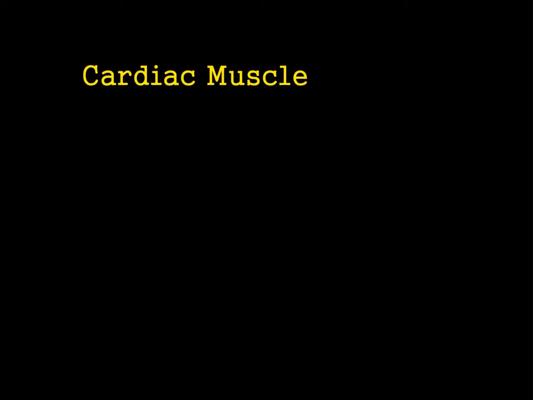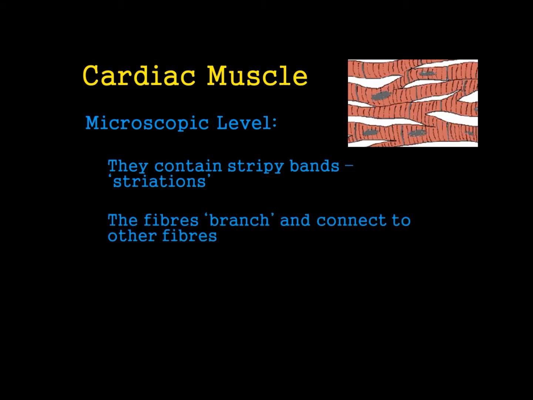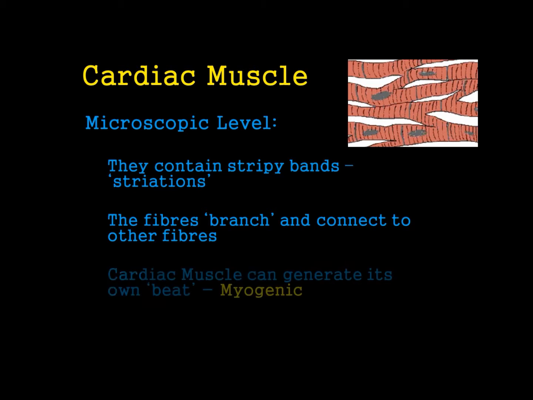So firstly, cardiac muscle. If we look at some of the cardiac muscle structure under a microscope, we can see some very important traits. Firstly, we can see that they contain stripy bands, which are known as striations. And these bands of light and dark represent two very important elements, which we'll discuss in a second. The fibres also branch and connect to each other, so you'll see that they sort of form a Y pattern as they link to each other. Cardiac muscle is also really special because it can generate its own beat, which is called being myogenic.